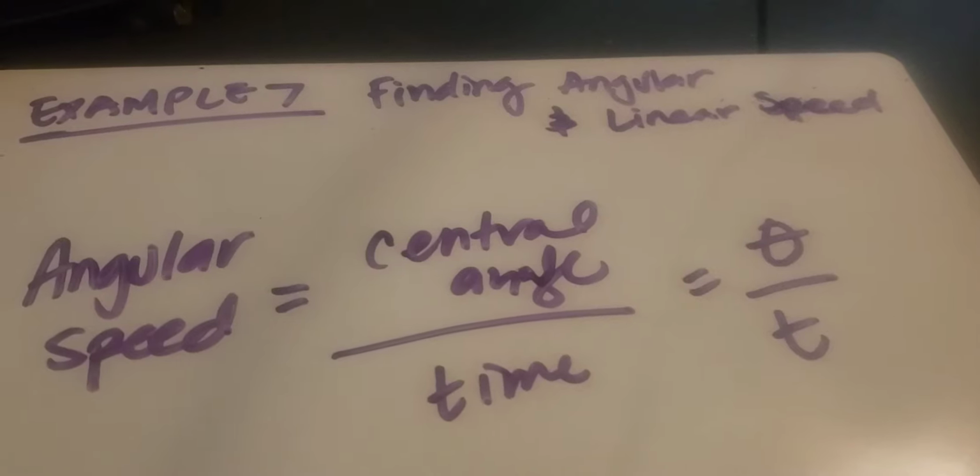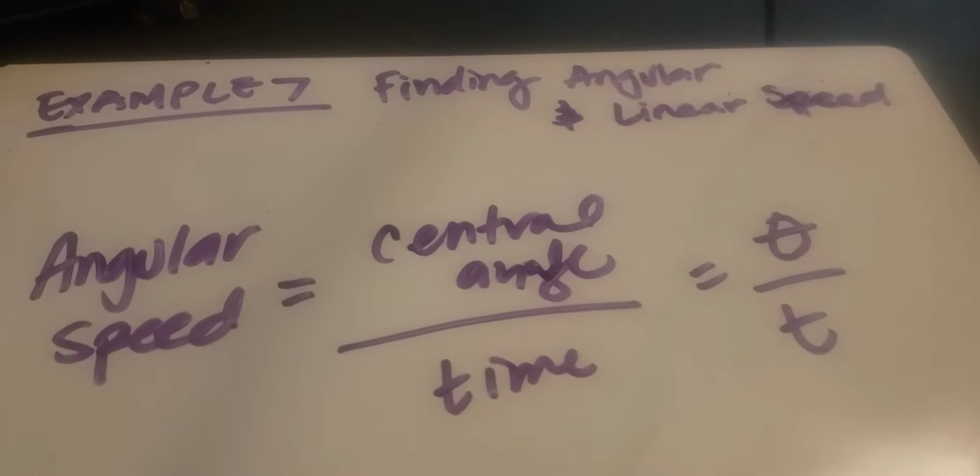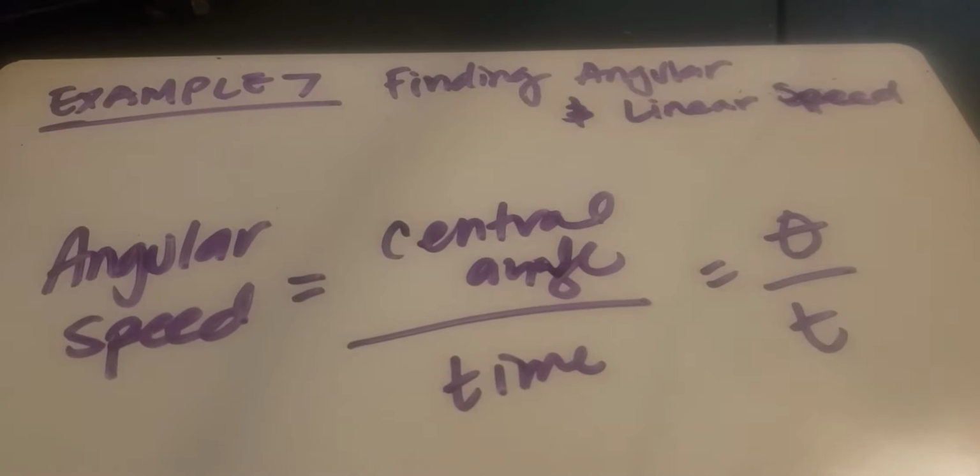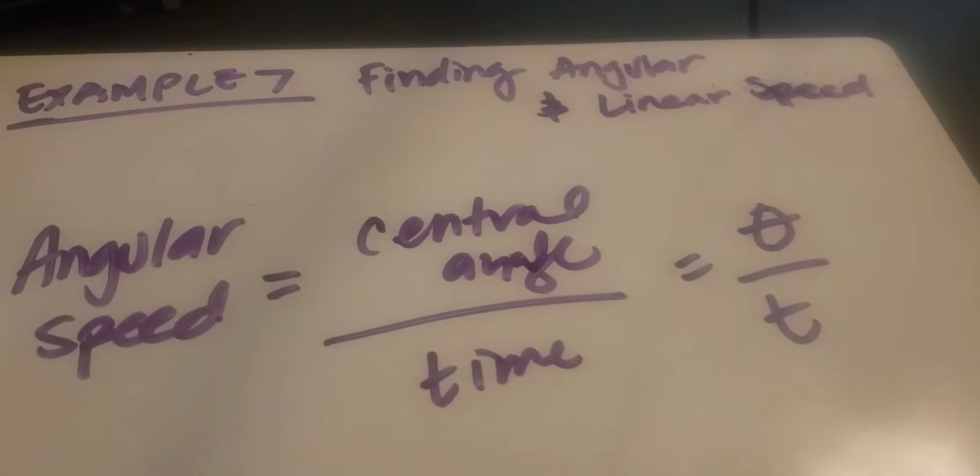Okay, boys and girls, in example 7, we're going to do a combination of both finding angular and linear speed. According to the formula, angular speed is central angle over time. And of course, central angle is theta over t. Okay, so let's get started with the first example.